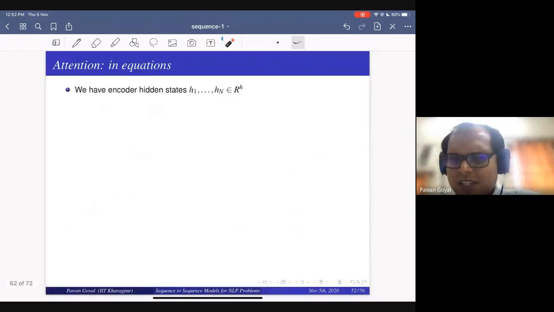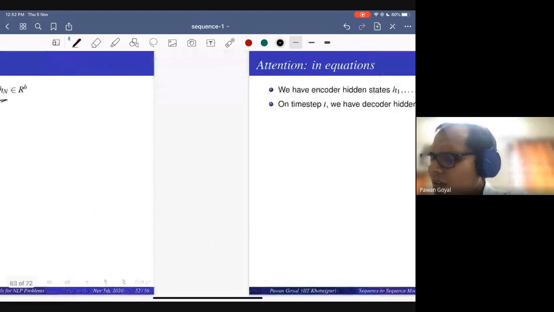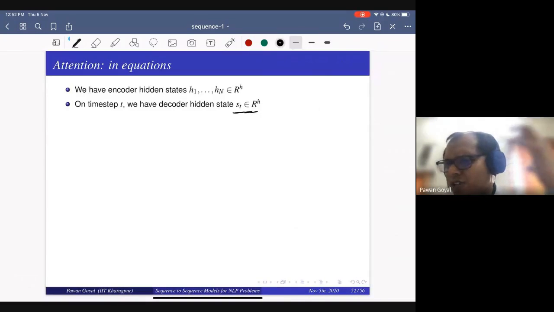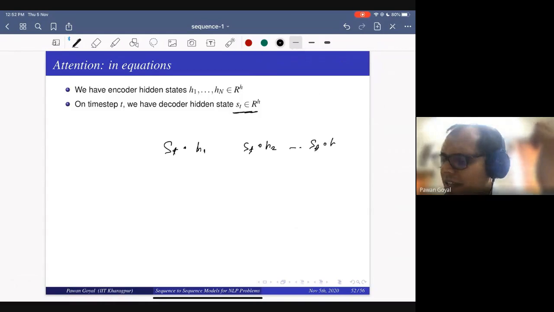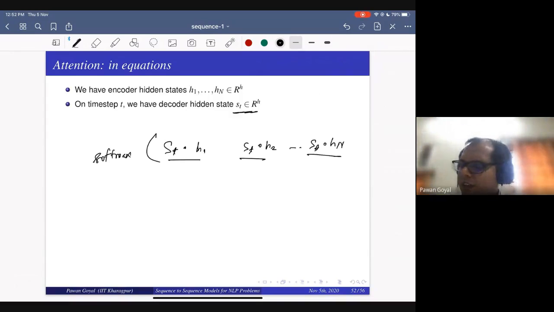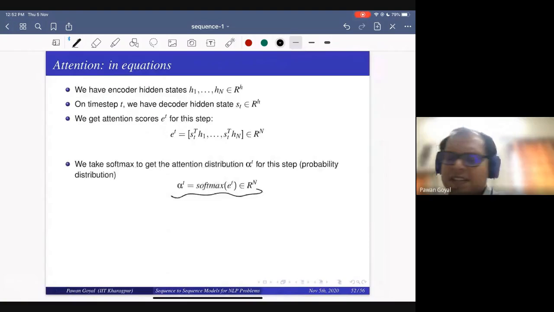In terms of equation, this is again very easy. We have the encoder hidden states h1 to hn, and now suppose we have this decoder hidden state. How will you compute the attention scores? You will take st dot product with h1, st dot product with h2, up to st dot product with hn. Each of them individually will give you a score, and then you compute a softmax over this. Suppose alpha t is the softmax over all these scores.